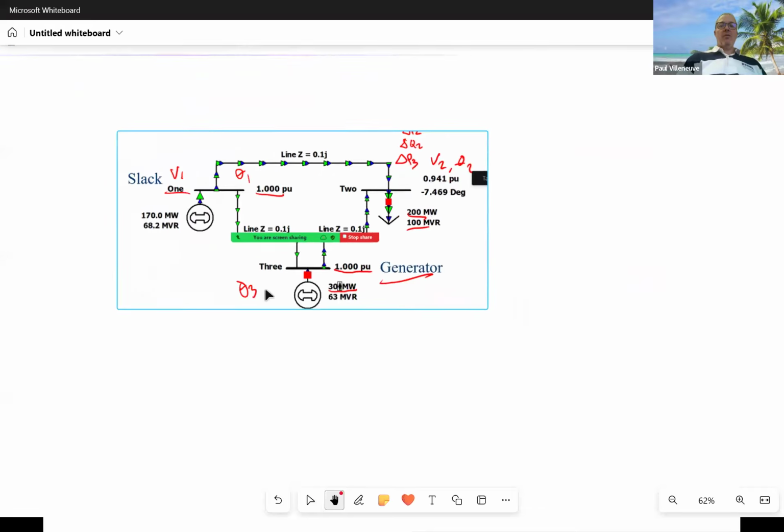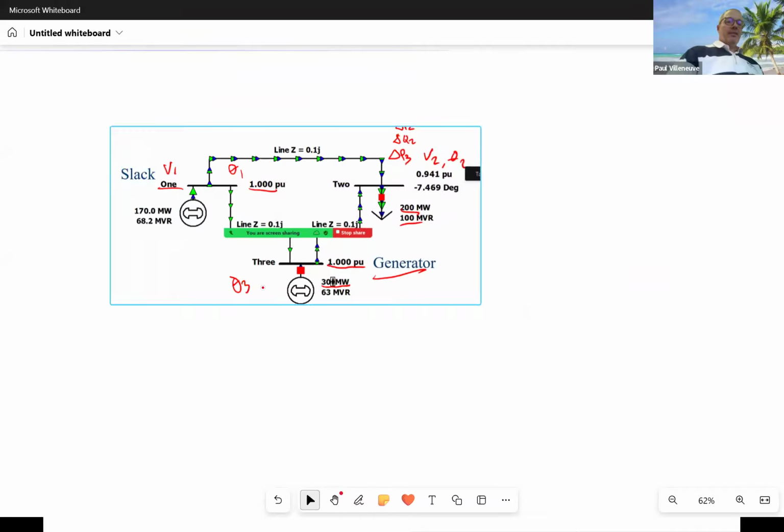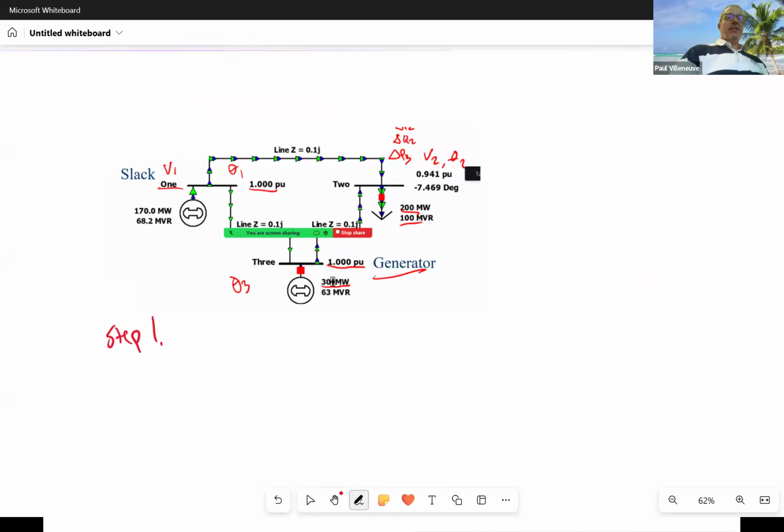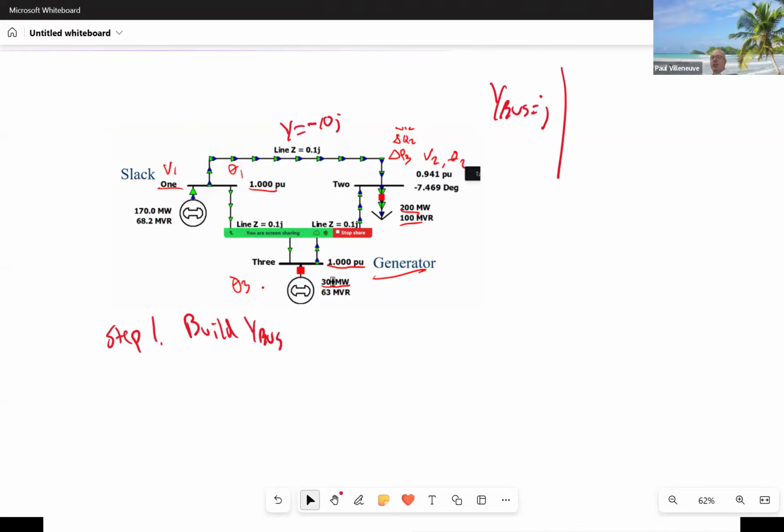Okay, so what's our process? Step 1, right? What is step 1? Build Y-bus. And the building of Y-bus in and of itself is a multi-step process, but hopefully we're pretty comfortable building Y-bus, so we can just kind of do it in one fell swoop. So our Y's are going to be all equal to negative 10J. So my Y-bus is going to be equal to, and I'll factor out the J term.